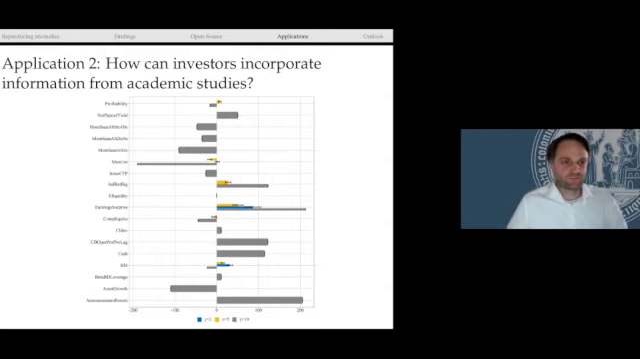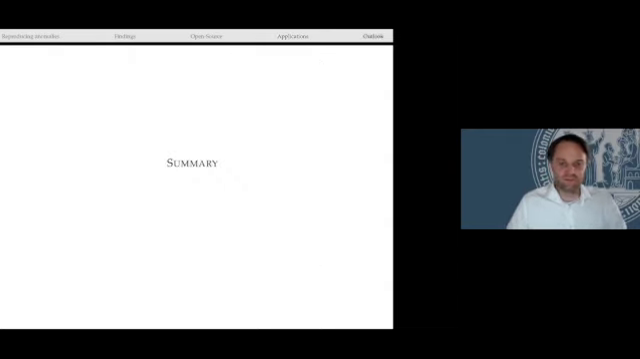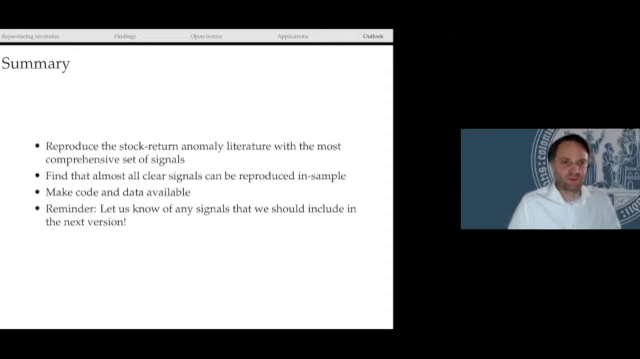Okay. So that brings me to the end of the slides. Let me just summarize the open source cross-sectional asset pricing paper. We reproduce the stock return anomaly literature with the most comprehensive set of signals. I hope I convinced you that that's the case. Almost all the clear signals can be reproduced in sample. So I think that's a success for that literature.